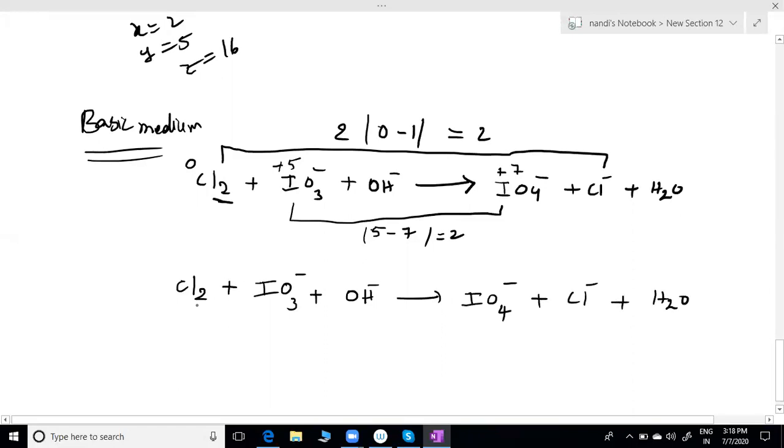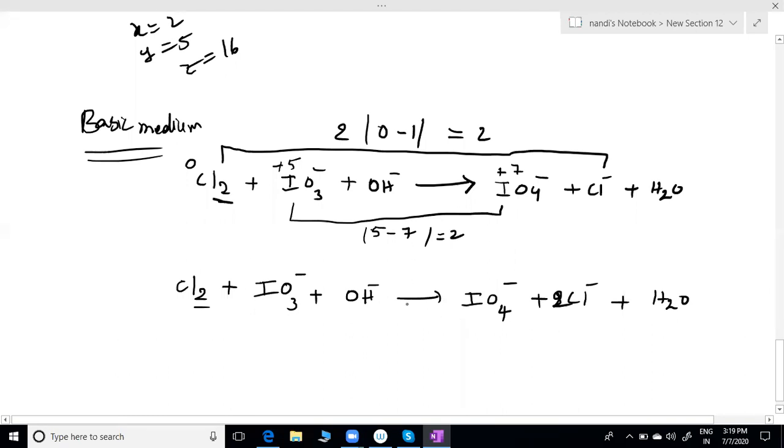How many Cl here? 2. So I can write here 2 Cl minus. How many iodine on the left side? 1. Here also 1 iodine. Now count oxygens. Here how many oxygens are there? 4 and 1 is 5. How many here? 4.